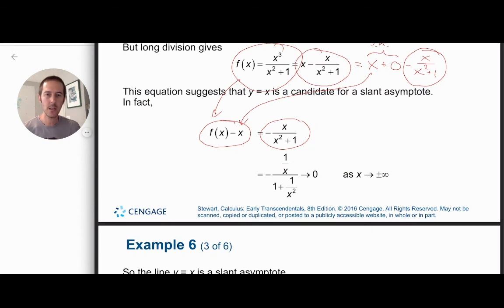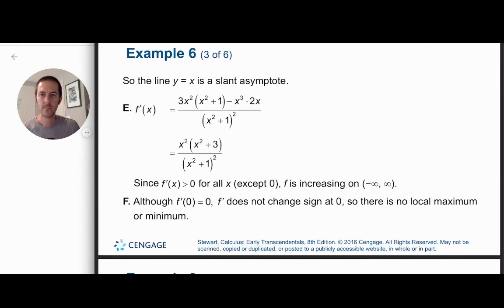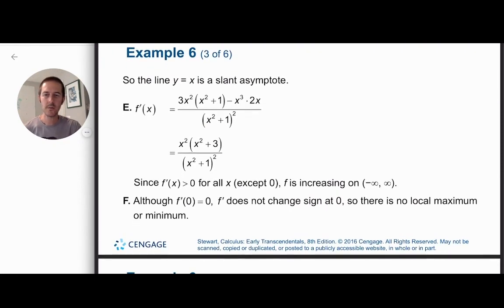We take the limit as x is approaching positive infinity and negative infinity, and either way, we end up with a value of 0, which means that the difference between those y values is tending towards 0, which confirms that y equals x is the slant asymptote. So it was a candidate, and now it's a finalist. So y equals x is the slant asymptote.